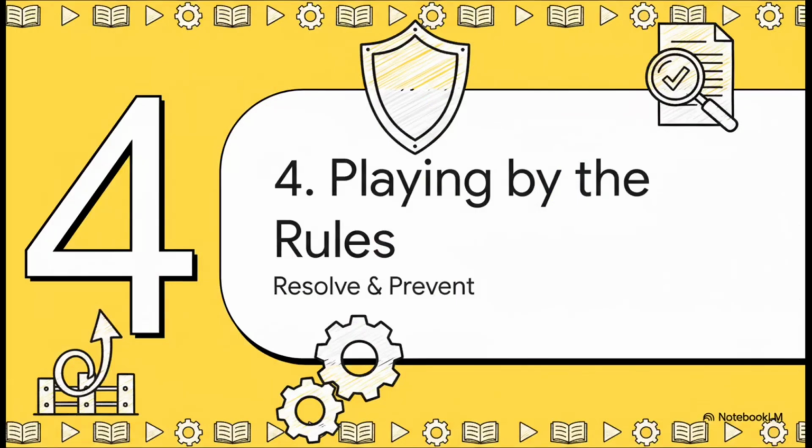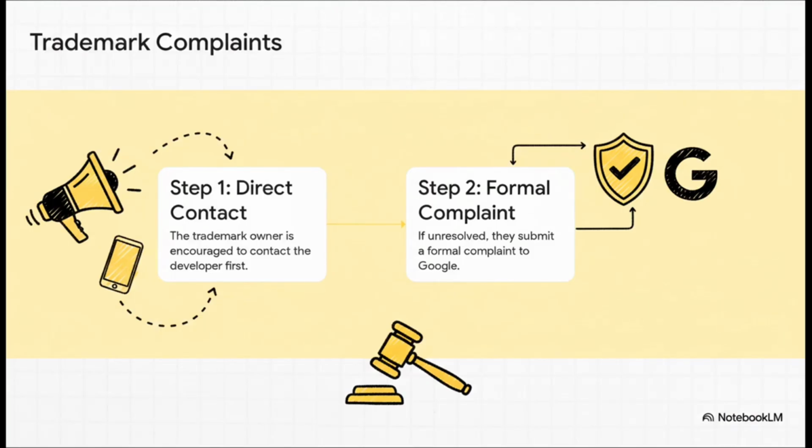But what happens if someone accuses you of infringement? And more importantly, how can you prevent it from happening in the first place? Let's talk solutions. So, what happens when a trademark complaint comes your way? Well, it doesn't always go straight to Google. The policy actually encourages the rights holder to contact you, the developer, directly first. This is your chance to resolve it before things escalate to a formal complaint with Google.